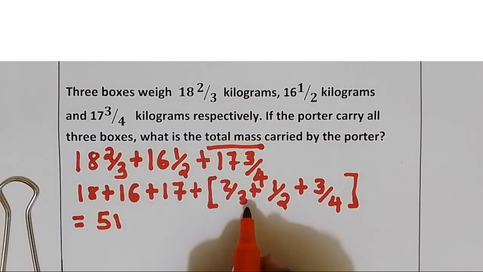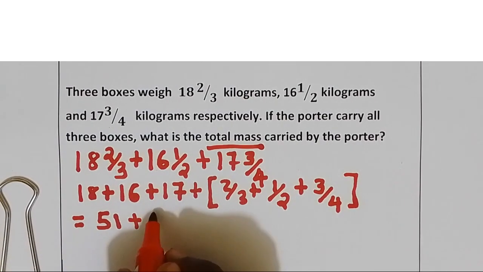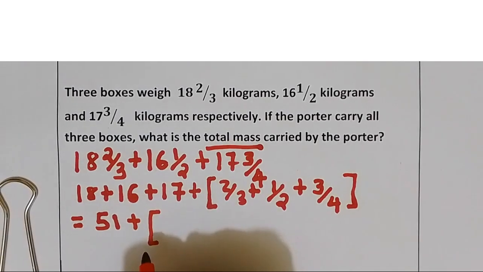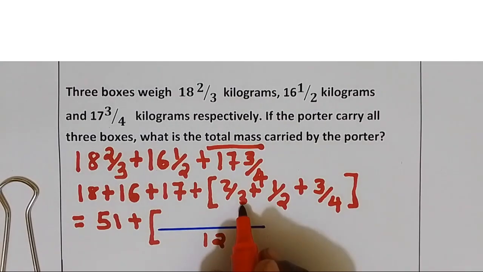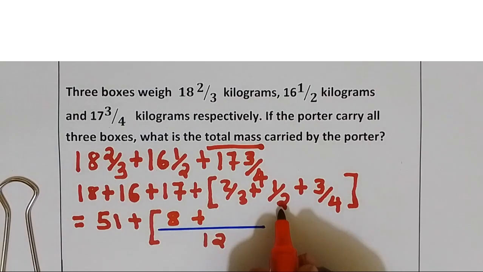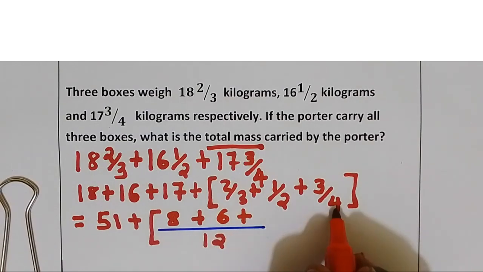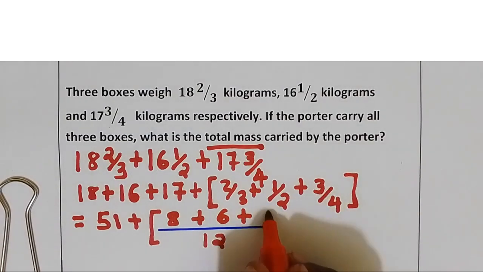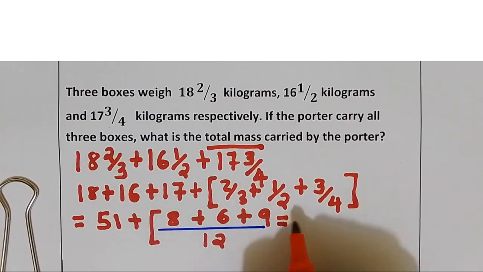Then we are going to find the LCM of 3, 2, and 4. The LCM is 12. 12 divided by 3, we get 4. 4 times 2 is 8. 12 divided by 2 is 6. 6 times 1, we get 6. 12 divided by 4, we get 3. 3 times 3, we get 9. 8 plus 6 plus 9, we get 23 out of 12.